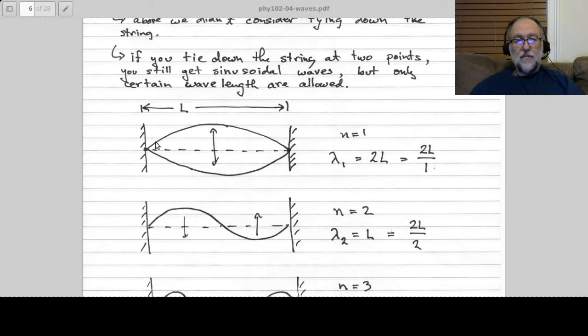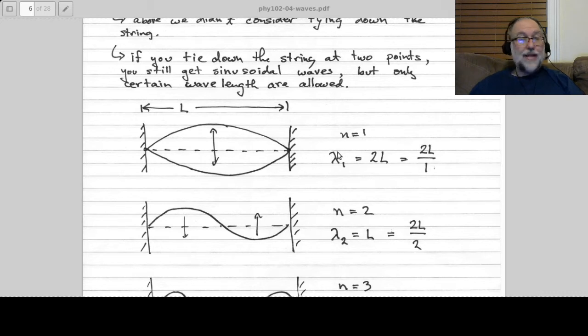Again, if this piece is just the crest part, the trough part would be another capital L. So the crest piece is a distance L, the trough piece would be another L, and the full wave would be the crest plus the trough, 2L. And so lambda 1 is going to be 2L. Why did I call this lambda 1? You'll see in a second that this is the first pattern. The first pattern has the string tied down at the two endpoints, and then vibrating in the middle. We'll call that n equals 1 and corresponding lambda 1.